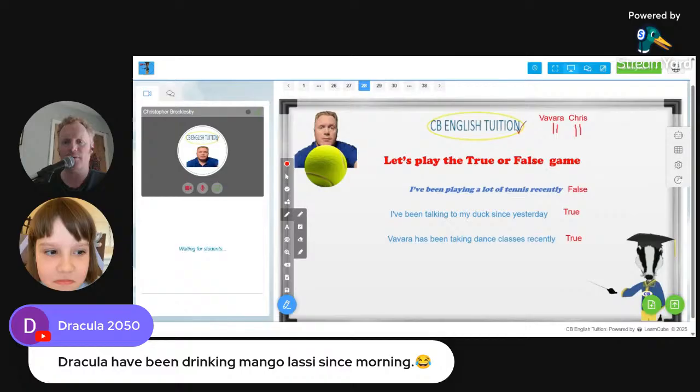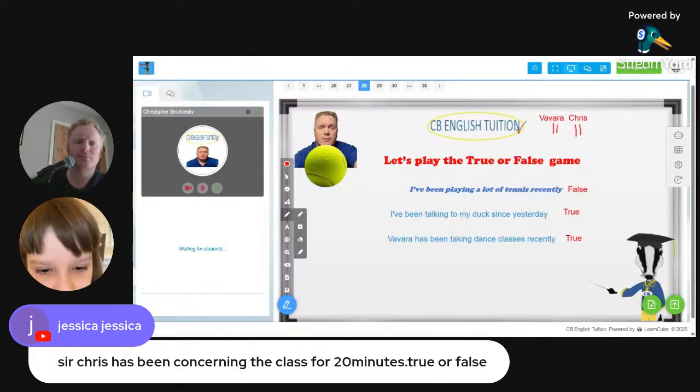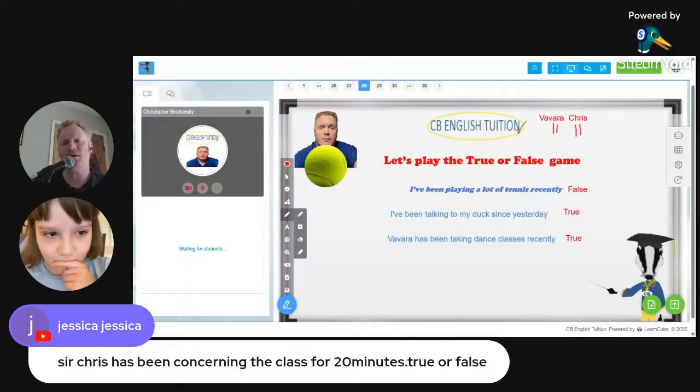Okay, we've got another one. I'm not sure what Jessica is saying here. Can you read Jessica's sentence? Chris has been consulting the class for 20 minutes. True or false? Sorry, I'm not sure about your verb there, Jessica. I think you mean taking the class or teaching the class, maybe, is the easiest verb. Sir is what we call like a knight. Not really Sir Chris. So it'll be Chris has been teaching the class for 20 minutes.